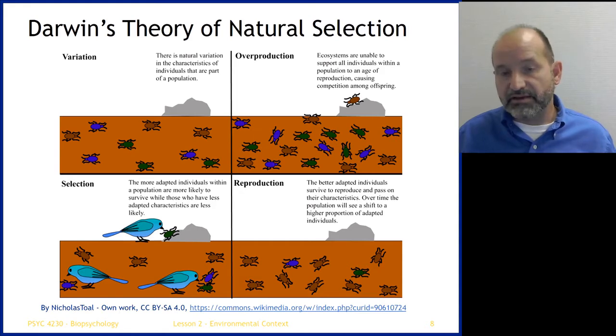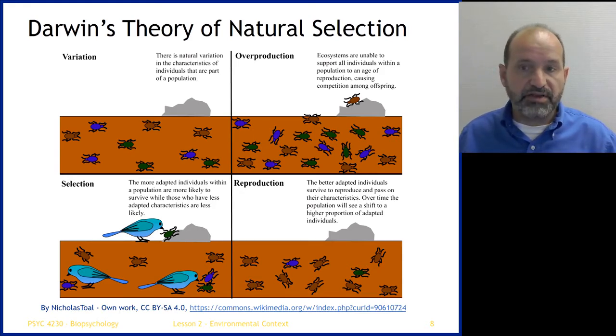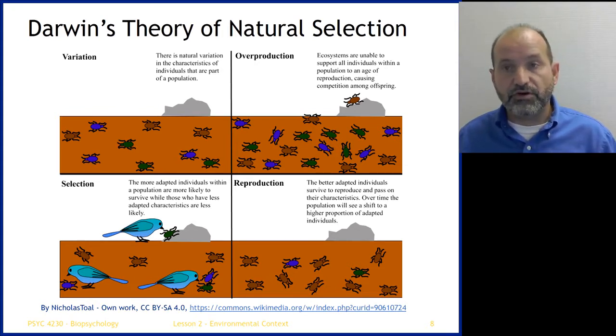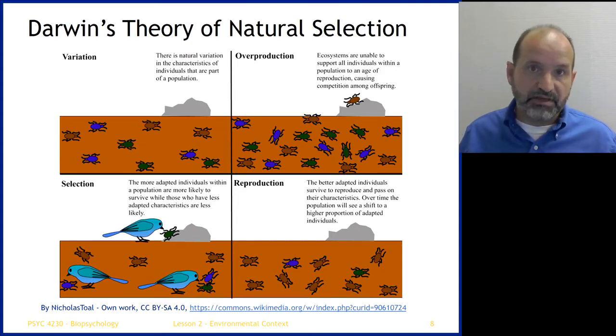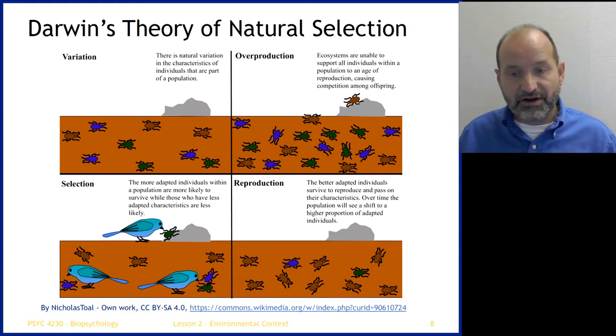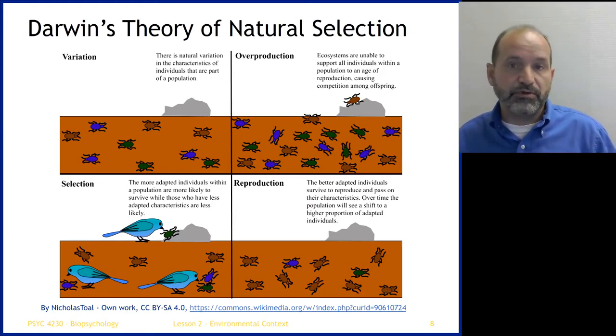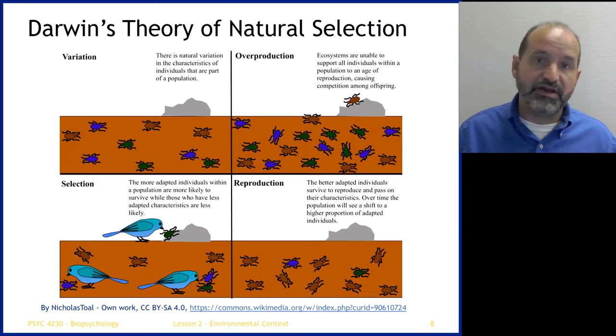That can come in many forms. This might mean they survive because they were better suited for finding food. Maybe they're better suited for avoiding predation, whatever it happens to be. Now, a key concept here in selection is that it depends on the environment. A trait that is adaptive in one environment will not necessarily be adaptive in another environment.